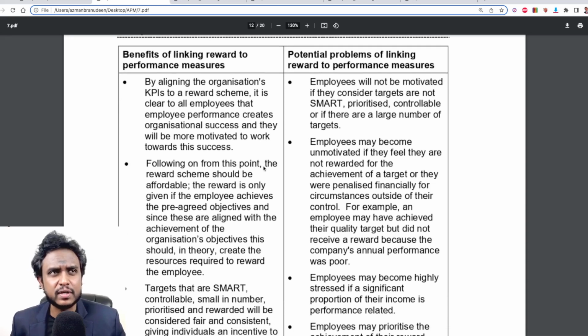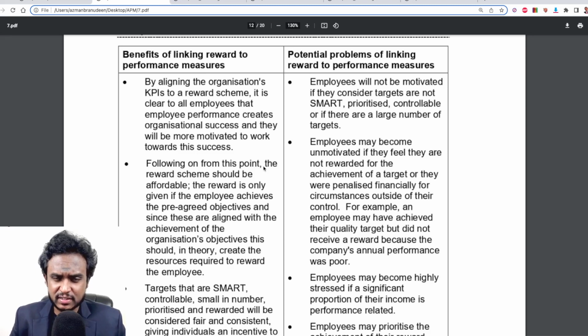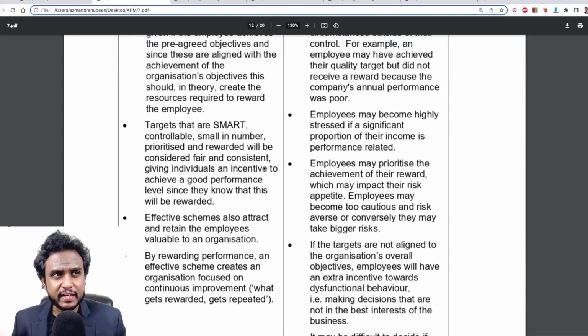But there are a few concerns, but these concerns mostly arise if you get it wrong. If your targets are not smart, then employees are going to be demotivated. And employees may be demotivated if they feel that they are being penalized for matters out of their control. Even if some people are getting rewarded, if they feel that the target system is unfair, inconsistent, or favoring some people, then they are definitely going to be demotivated.